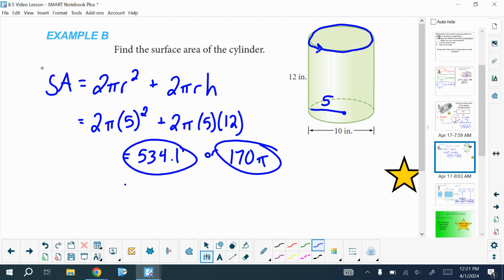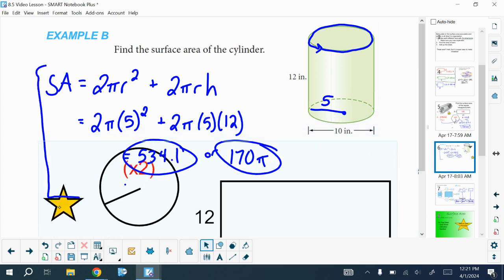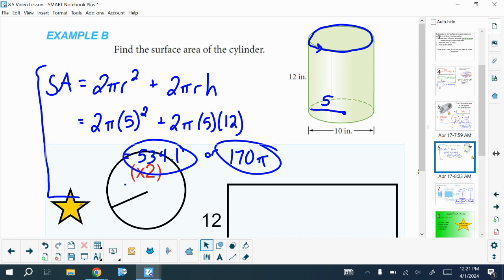So for cylinders, I really like just using that formula. But don't forget, you can always split it up as long as you remember the length of that rectangle is the circumference of the circle.